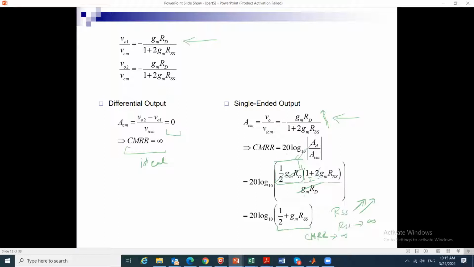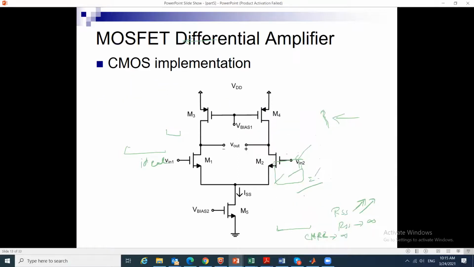Okay. Questions? Okay. Yeah. Okay, let's look at this circuit. Let us examine it. What's the difference here?